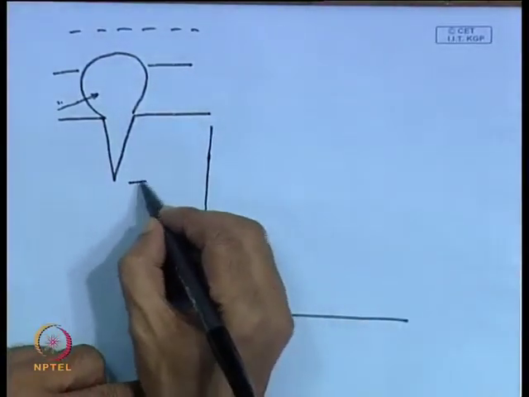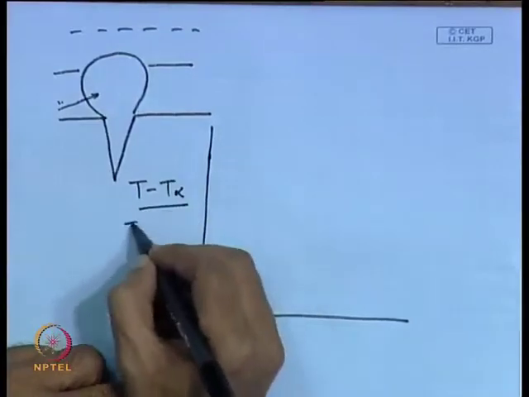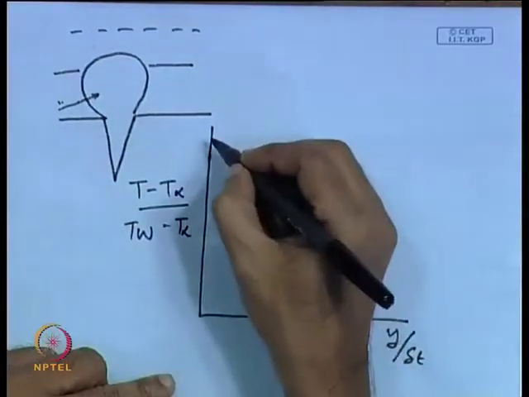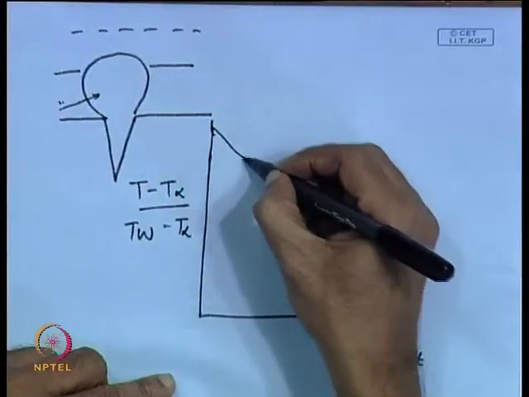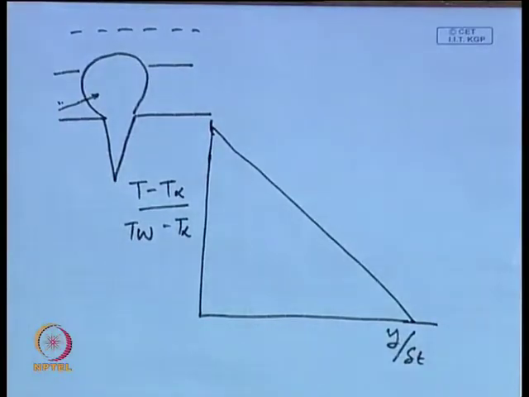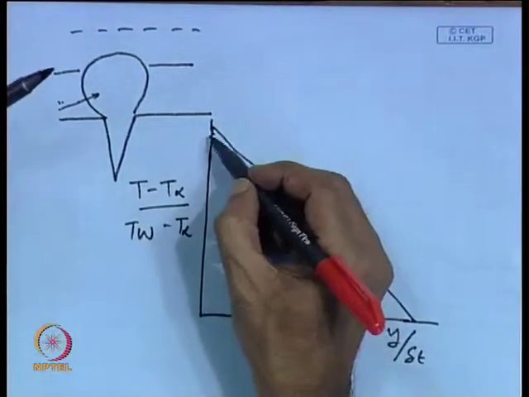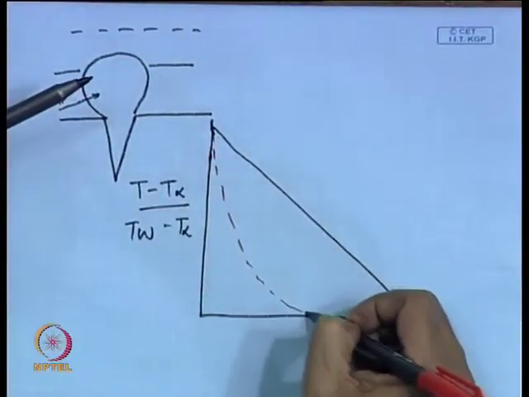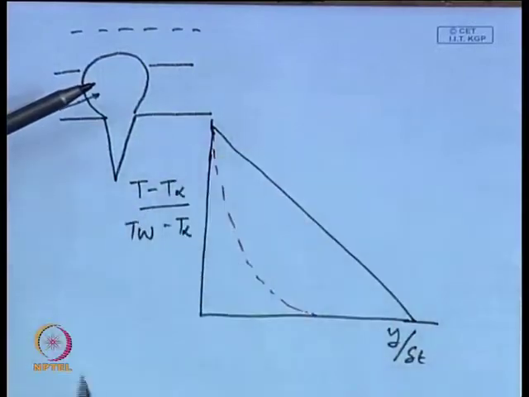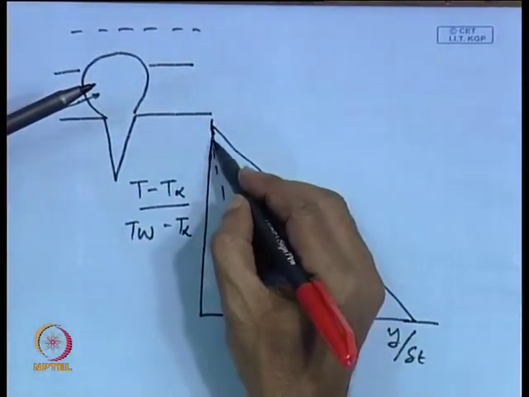This side is your T minus T infinity by T wall minus T infinity, this side is your y by delta T, and we are drawing the temperature profile within the thermal boundary layer. So, this is the linear temperature profile at the steady state. This is the linear temperature profile of the thermal boundary layer in the steady state, which means all the other temperature profiles are below this. So, the maximum value which can be reached for the temperature within this thermal boundary layer is given by this particular straight line. Other lines are like this.